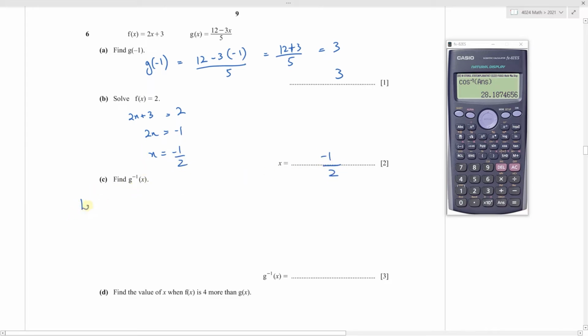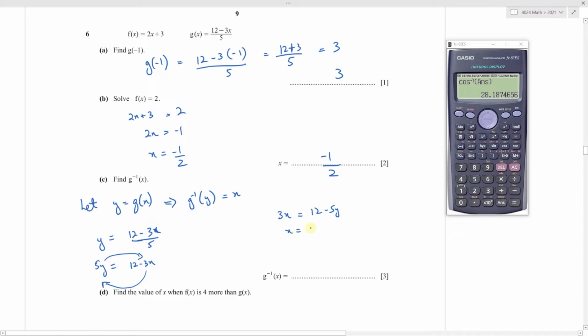Find g inverse of x. So let y equal g of x. If I take g to the other side, this gives me g inverse of y equals x. So let's substitute g of x here. y equals g of x is 12 minus 3x over 5. Now we have to make x the subject of this equation. So I'll take this 5 to the other side. 5y equals 12 minus 3x. Take this 3x to this side, bring this 5y here. So this will give me 3x equals 12 minus 5y, and x equals 12 minus 5y over 3.